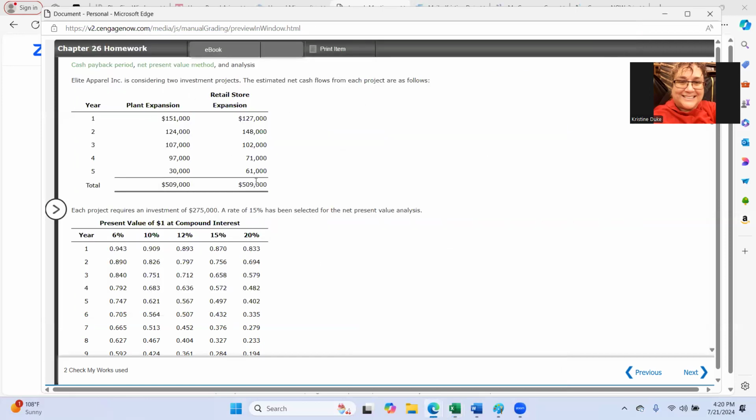Okay, so we have that. Each project requires 275. A rate of 15% has been selected. So there is the column, and we're going to go 1, 2, 3, 4, 5. So those are the factors I'm going to use.